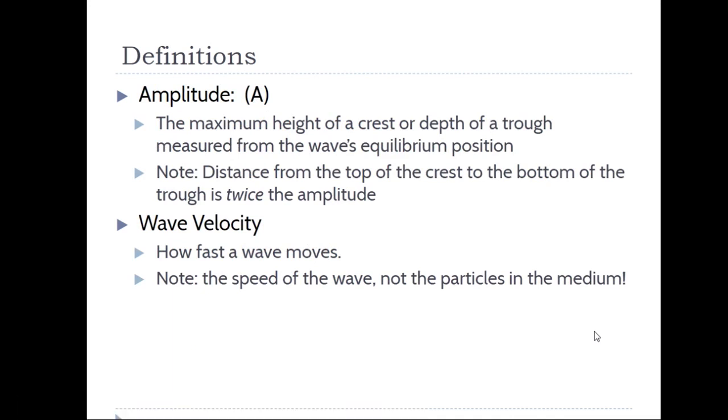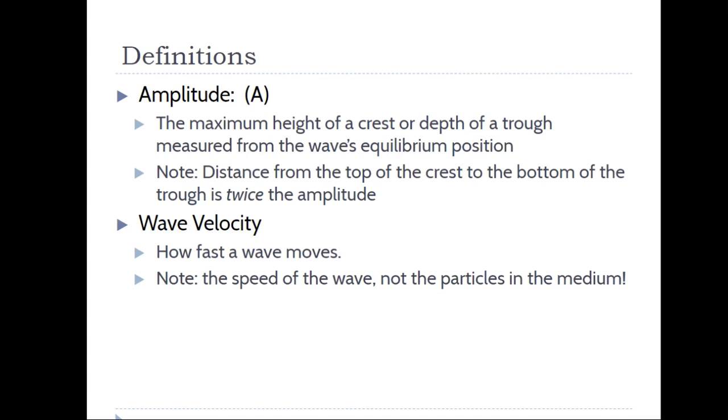Next, we have the amplitude, represented by capital A. It's the maximum height of either a crest or depth of a trough measured from the wave's equilibrium point. The distance from the top of the crest to the bottom of the trough is actually twice the amplitude. Be aware of that.